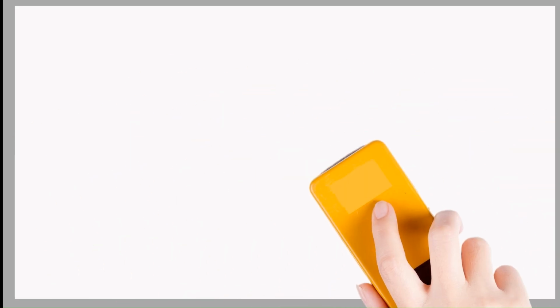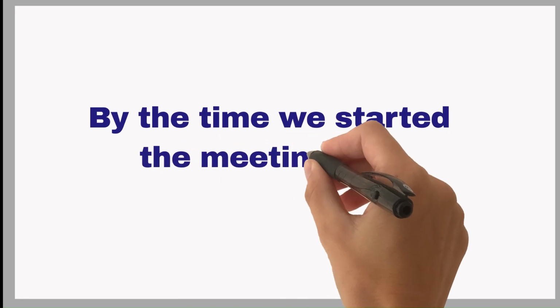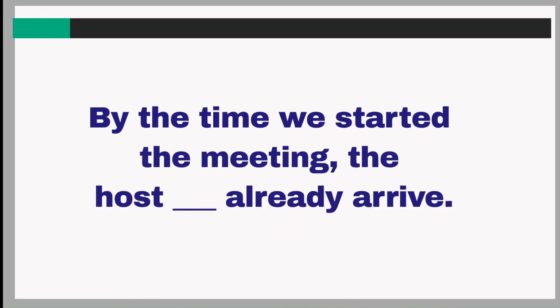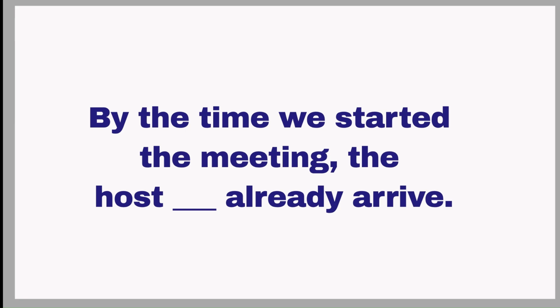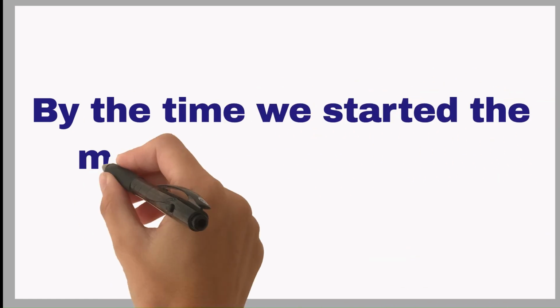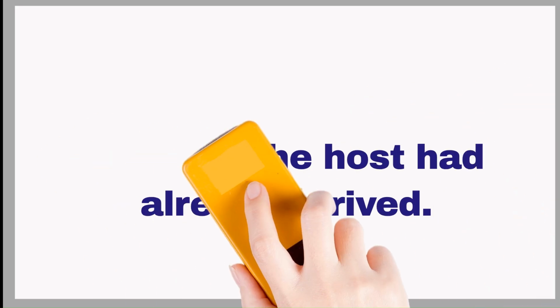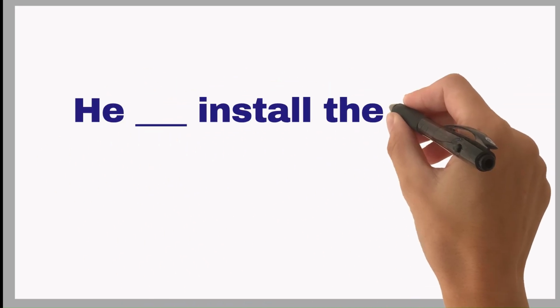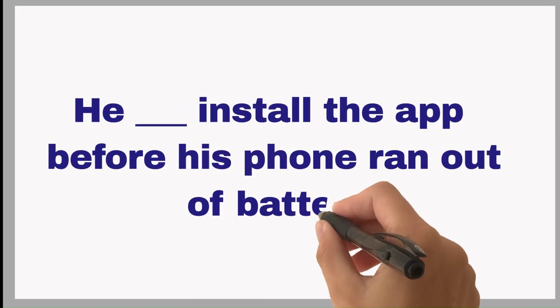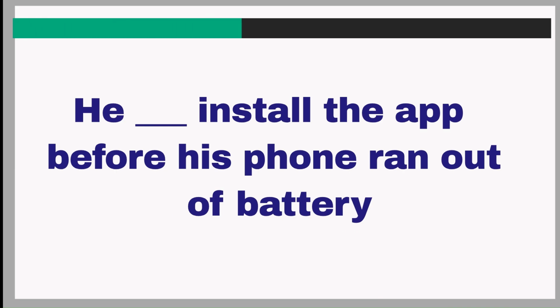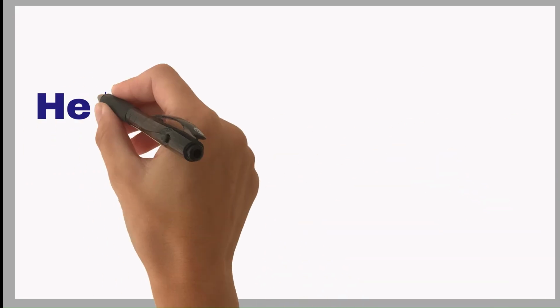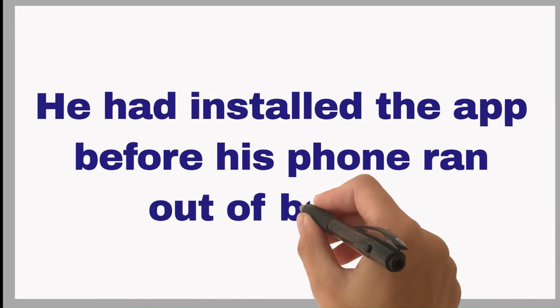Okay, on to the next. By the time we started the meeting, the host blank already arrived. To correct this sentence, you should have said, by the time we started the meeting, the host had already arrived. And on to number 4. He blank installed the app before his phone ran out of battery. Hopefully you answered, he had installed the app before his phone ran out of battery.